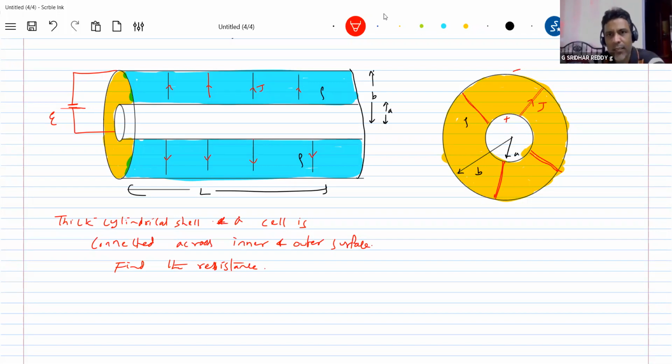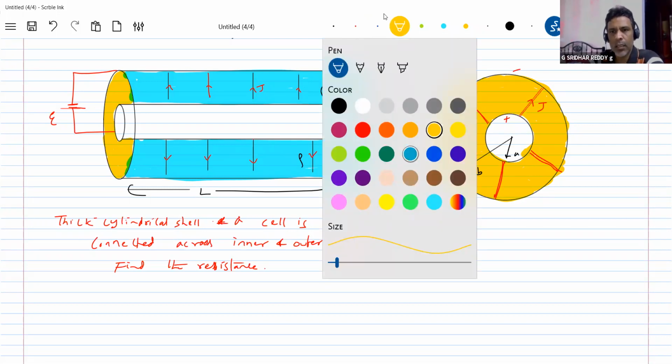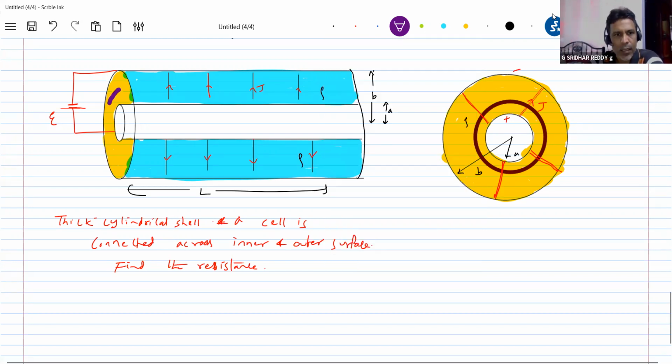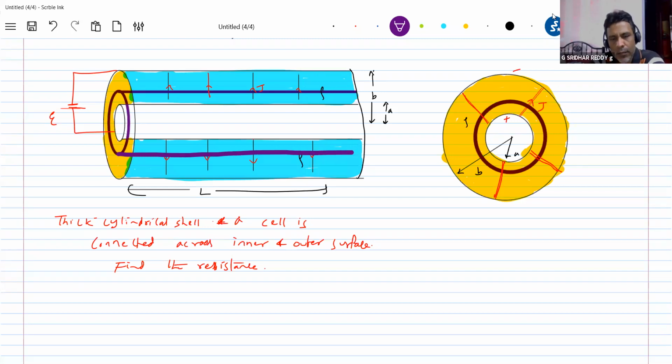You should assume here a thin cylindrical shell, no? A thin cylindrical shell, you are going to assume it. I'm going to assume a thin cylindrical shell. Here, the cylindrical shell, I can show it here like this. Since colors are possible, that's why I'm taking help of that. So what is this assumption now? Thin cylindrical shell, you call it.